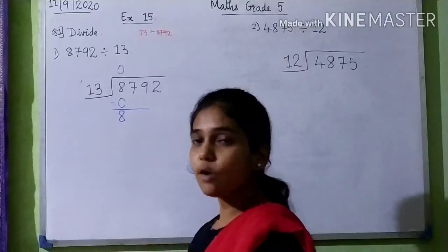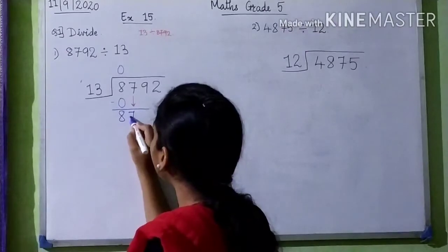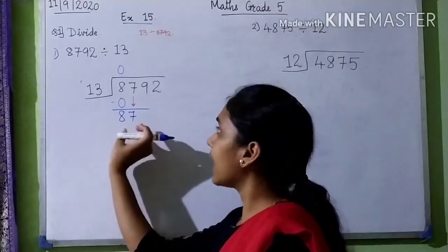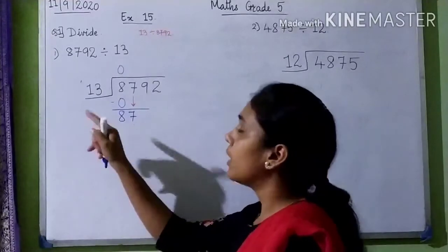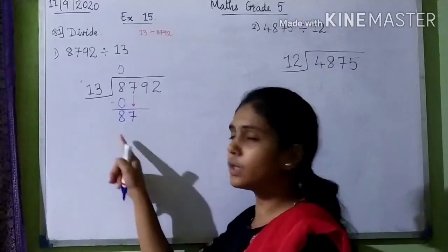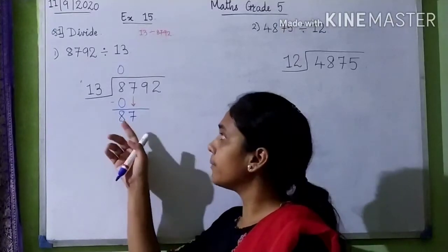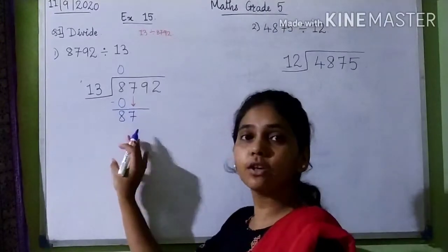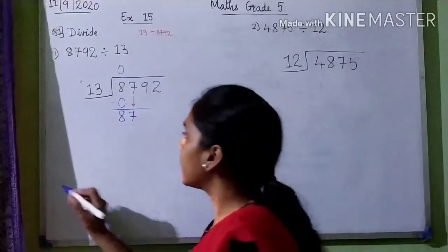So I write 8. Now I take the second number down, so I write 7. Now the number which I've got is 87. Now we have to check whether 87 goes in 13's table. For that we need to check multiplying which number by 13 we get a number nearly equal to 87. That number should be either 87 or lesser than 87. It should not be greater than 87. So let us check.